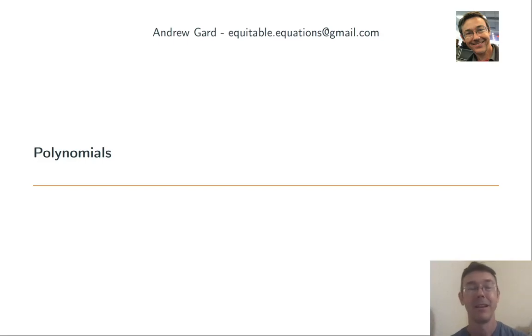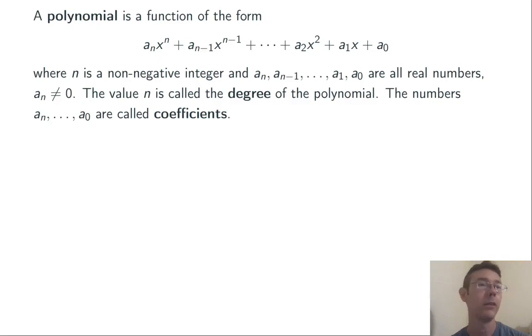Hey everybody. Today we're talking about polynomials. A polynomial is just a function of the form constant times x to a power plus constant times x to a power, etc. The only restriction is that those powers have to be non-negative integers. The highest power that you see in a polynomial is called the degree of the polynomial, and the numbers that are being multiplied by the powers of x are called the coefficients.